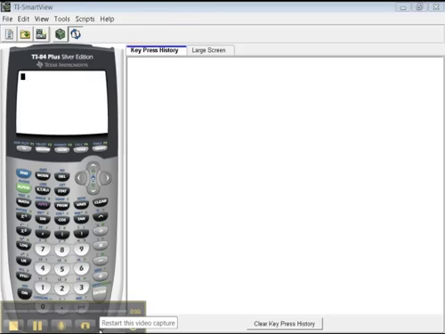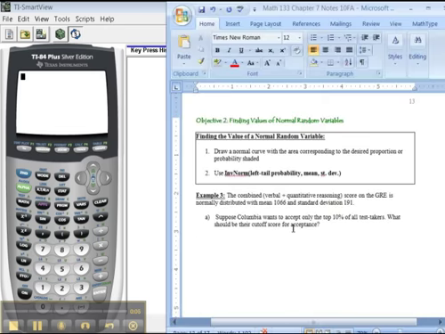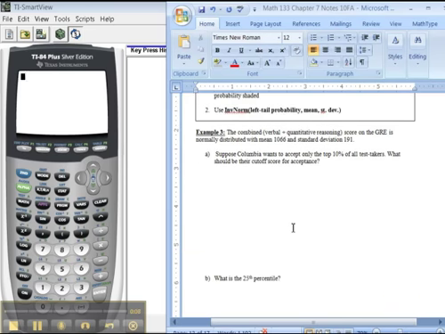Alright, you knew it was coming. We were going to have to do it. Now we're going to do it: inverse norm. Let's look at this problem here. It's the GRE score problem that we just were working on.